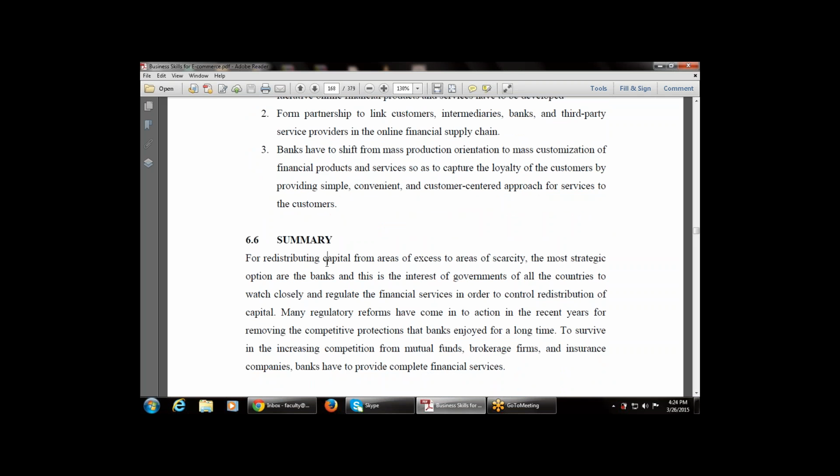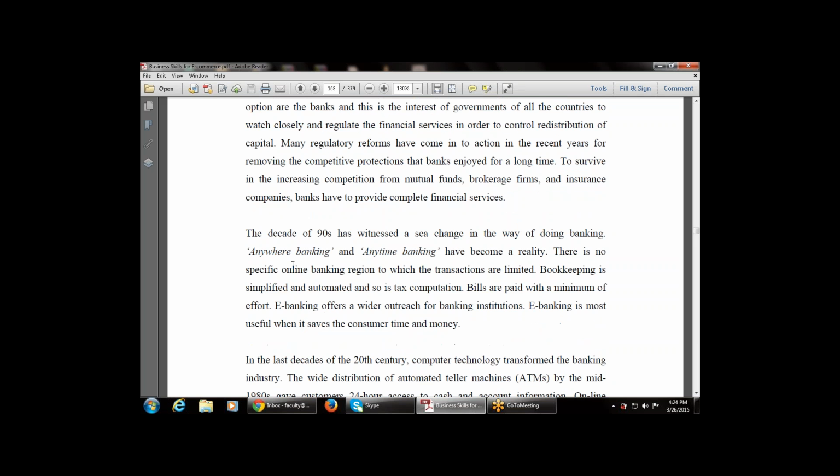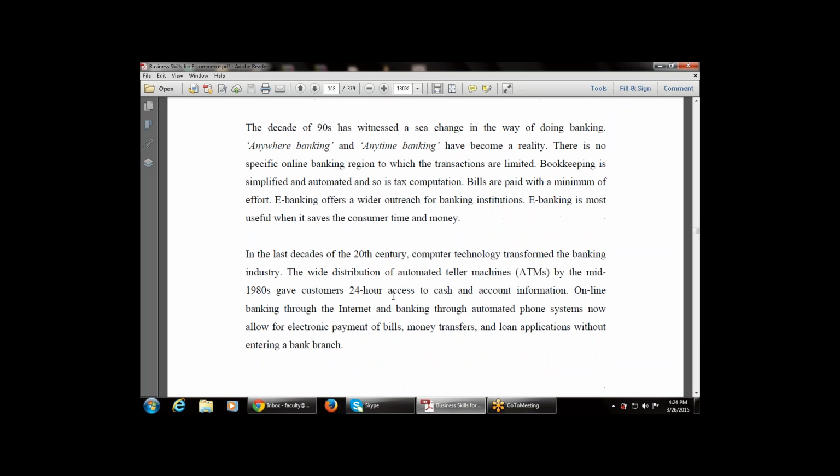Then we have studied the summary of the chapter, what we have covered in this chapter, that is e-commerce and the banking industry. That is how e-commerce and the banking industry are related to each other. This is one of the important lines. One of the facilities that online banking provides is anywhere banking and anytime banking. There are no specific online banking hours to which transactions are limited.